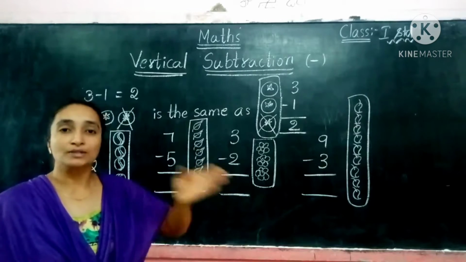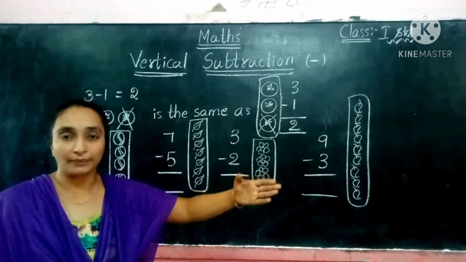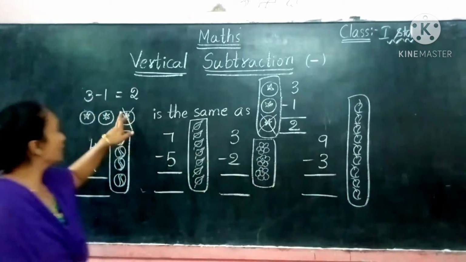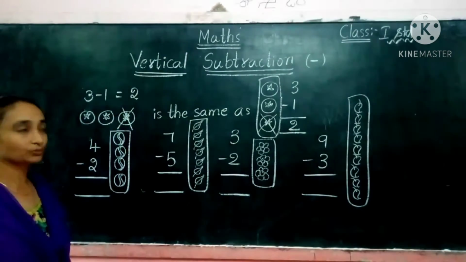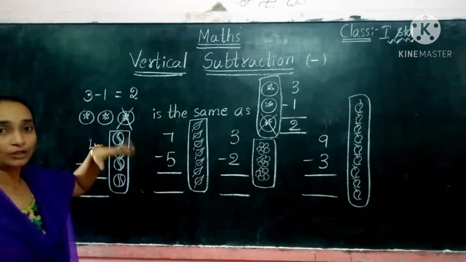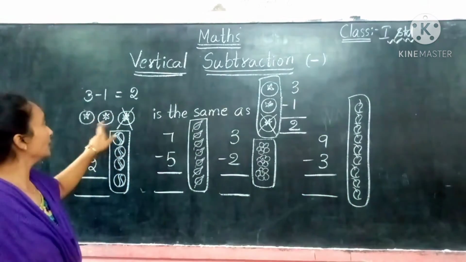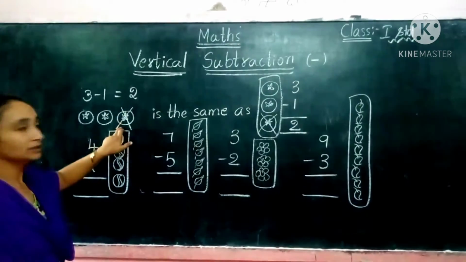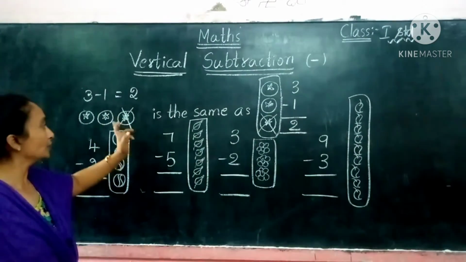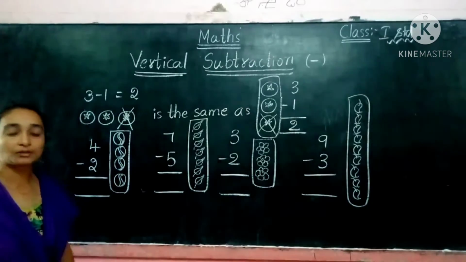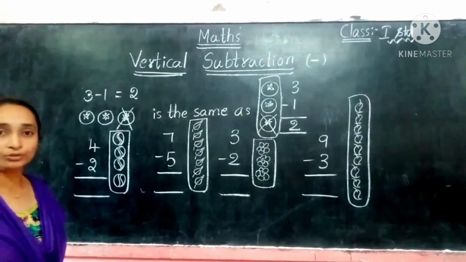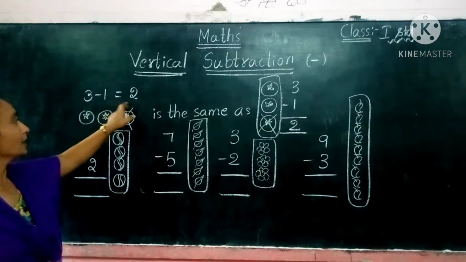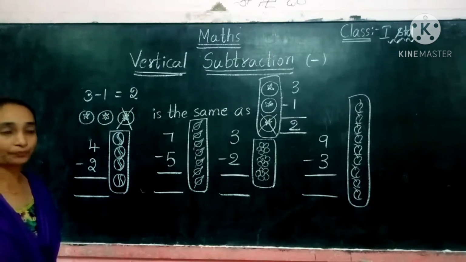Subtraction means we have to take away. So we are taking away 1 tomato. Remaining, how many are there, children? If we have taken away 1 tomato from the 3 tomatoes, how many tomatoes remain? Yes, there are 2. So 3 minus 1 is equal to 2.